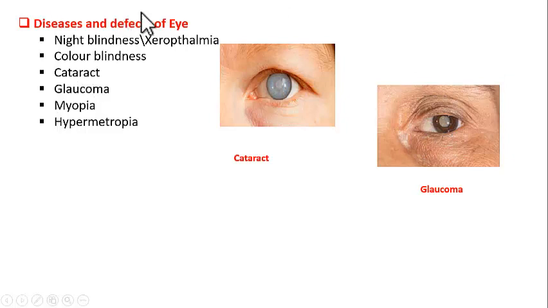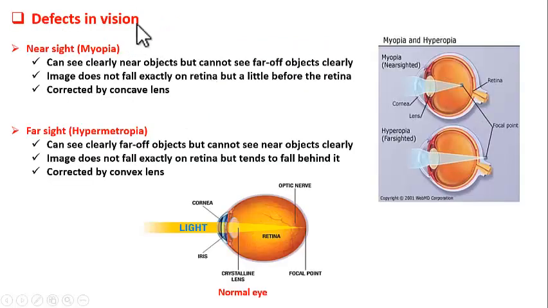Next it is defects. The two main defects are myopia and hypermetropia. So these can be from the birth time. The defect can be from the birth time, or they may develop over a period of time. Okay, so myopia is called as near sight or short sight. Hypermetropia is far sight or long sight. So in myopia, the person can clearly see the near objects but cannot see far off objects. Whereas hypermetropia is reverse. He can see far off objects clearly but cannot see near objects.